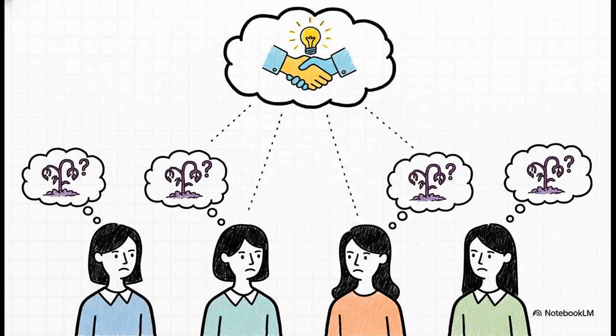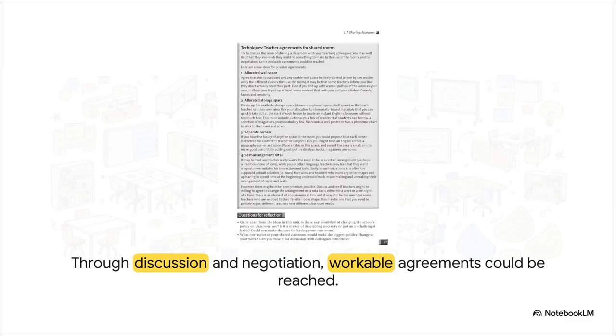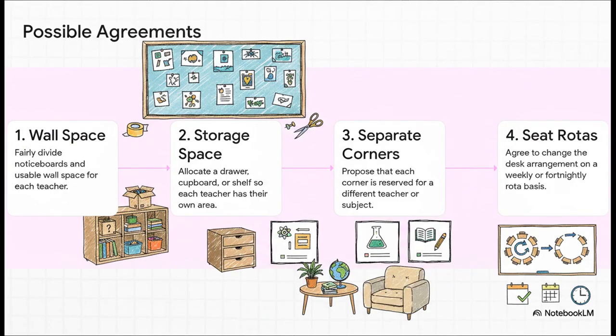Let's look at 4 specific ideas you could bring up. Now, the goal here isn't about you getting everything you want. It's about finding compromises that make the room better for everyone. It's really a mindset shift from, this isn't my room, to, hey, this is our room, so how can we make it work better for all of us? Okay, so here are 4 fantastic starting points for that conversation.